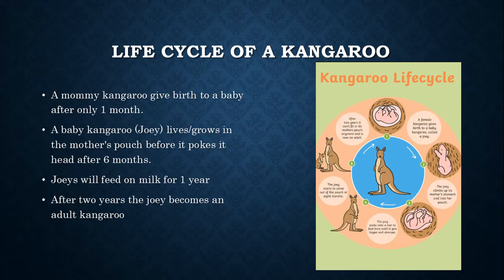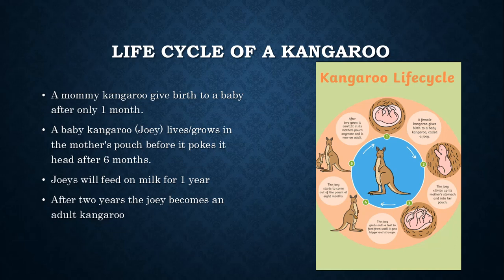So now we're going to look at a marsupial, which remember is a kangaroo. Now, a mummy kangaroo gives birth to a baby after only 1 month. So the kangaroo hangs out in the mummy's tummy for 1 month. But we don't actually really see the kangaroo for 6 months because it lives in the mom's pouch. So a kangaroo has a pouch, okay? And we've seen that before.